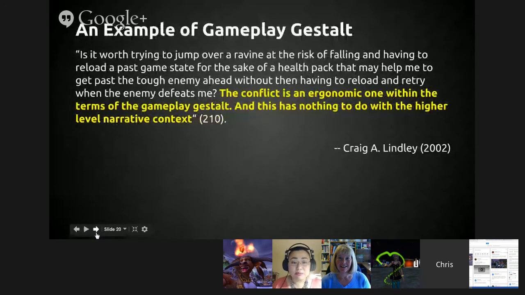Okay, here's this example. He says, is it worth trying to jump over a ravine at the risk of falling and having to reload a past game state for the sake of a health pack that may help me to get past the tough enemy ahead without then having to reload and retry when the enemy defeats me? The conflict is an ergonomic one within the terms of the gameplay gestalt, and this has nothing to do with a higher level narrative context.